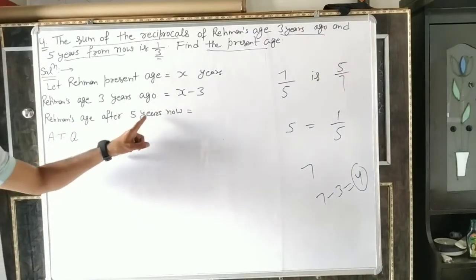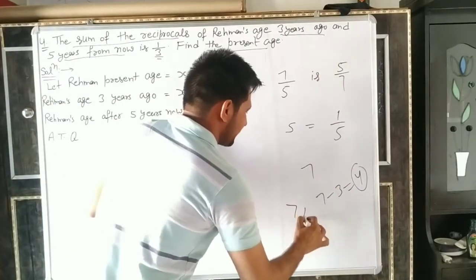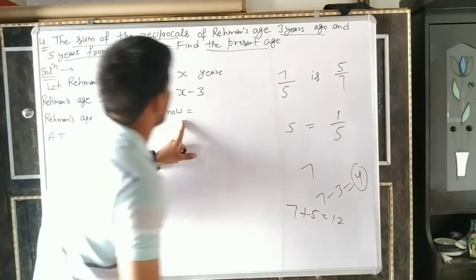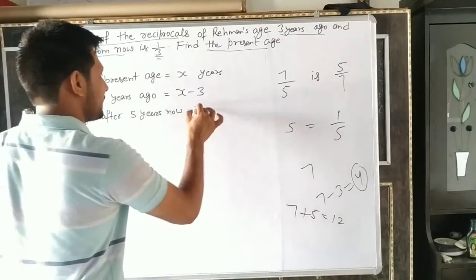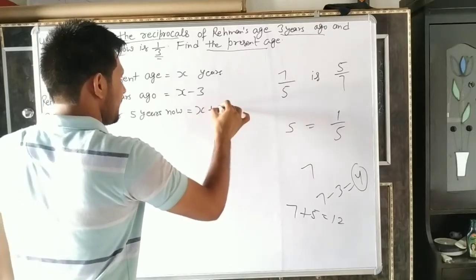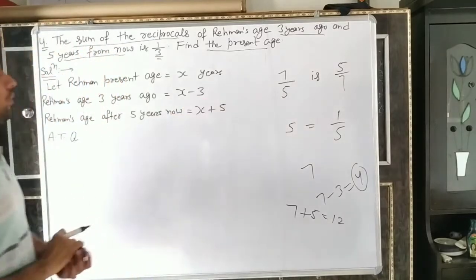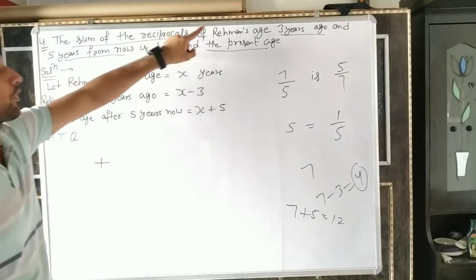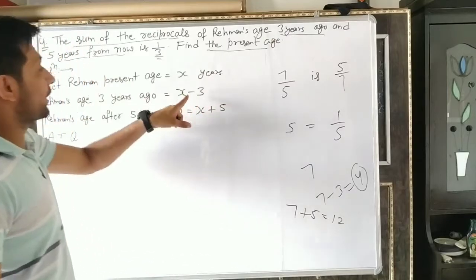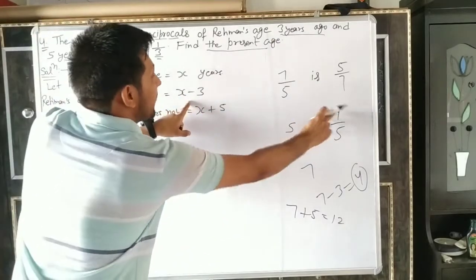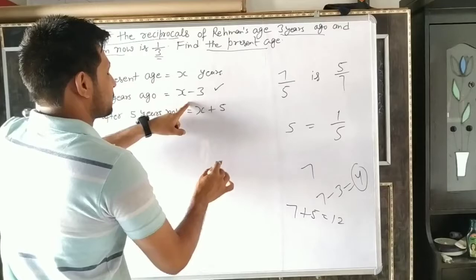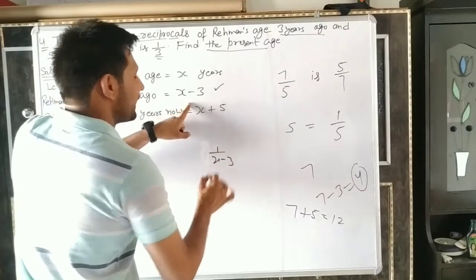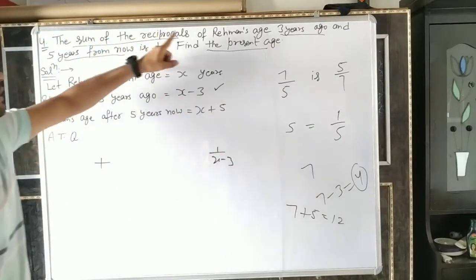Riemann's age after 5 years: today you are 7, after 5 years, 7 plus 5 is 12. So after 5 years, where today you are x, it is x plus 5. Now, according to the question, we will write the equation. What is given? The sum of the reciprocals of Riemann's age 3 years ago. The reciprocal of 5 is 1 upon 5, so the reciprocal of x minus 3 is 1 upon x minus 3.